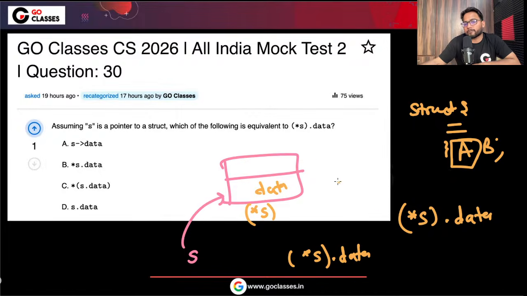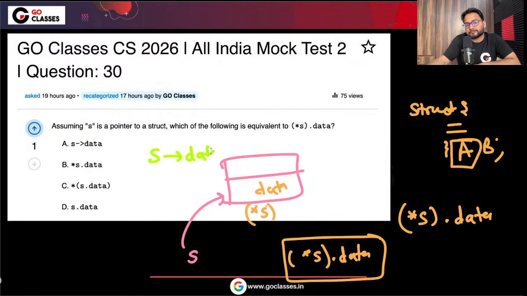So S is a pointer, but using the struct name, if you want to access any member, then you do like this, right? Star s dot data. But using a pointer, if you want to access directly, then there is a well known notation that using the pointer, you can use s arrow data. Okay, s arrow data. I mean, using a pointer if you want to access the member of the struct directly. Okay. So s arrow data is the correct answer.